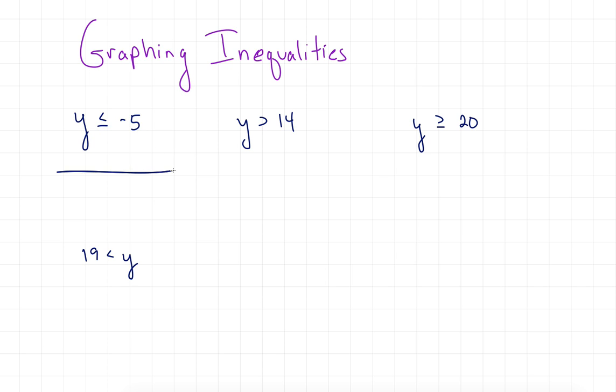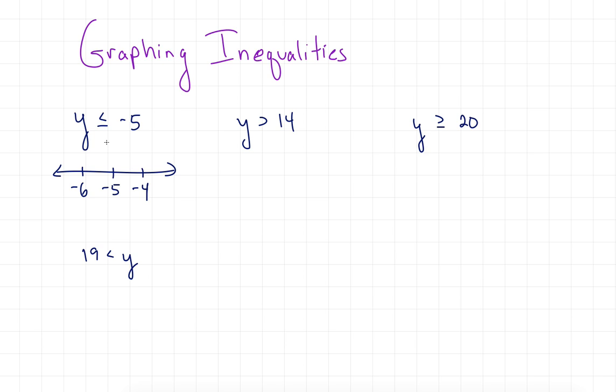What I like to do is start with my line here and put the number right in the middle. So I have -5. If it helps you understand which way the line should go, you can put another couple numbers in there. So here I have -6 there, and we have -4 there. Now if we think about it, y is less than or equal to -5.